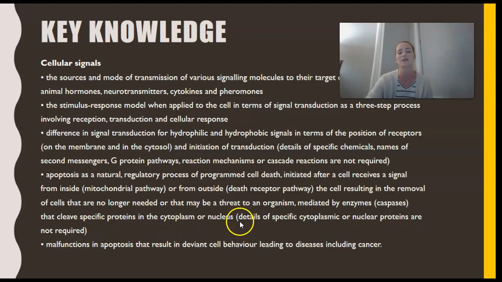So again, it's got that nice little detail in brackets there, telling us that you don't need to commit to memory all of the other enzymes that are involved in the process of apoptosis, but you do need to know about this one called caspases. So that's nice to know at the outset, what you're actually needing to pay close attention to. And then the only other dot point related to 6.3 is that malfunctions of apoptosis that result in deviant cell behavior, leading to diseases including cancer. So there's three sort of malfunctions that we'll talk about related to apoptosis after we've gone through the process.